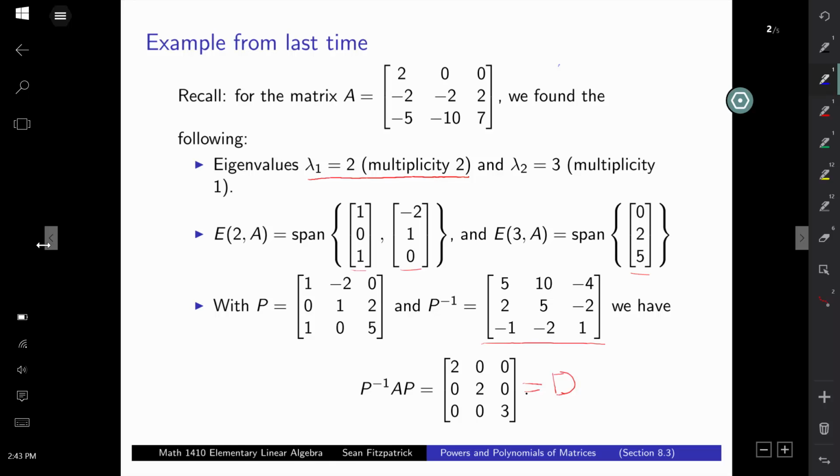So we've got to remember things here. The eigenvalues are 2 repeated twice, 3 shows up once, and we've got these 3 eigenvectors: (1, 0, 1), (-2, 1, 0), (0, 2, 5). So here's our matrix P.